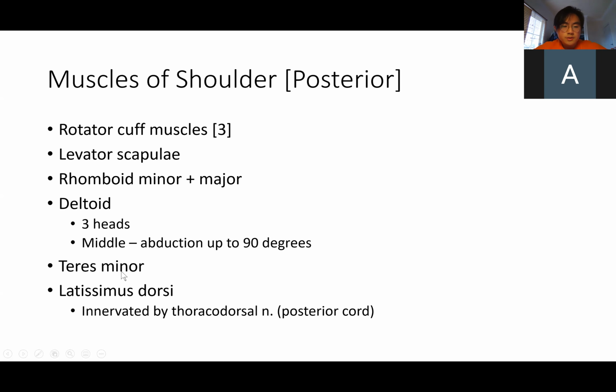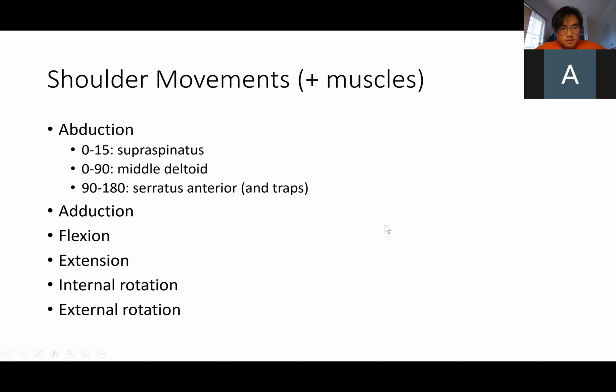And lats, so the 2 majors insert into your bicipital groove. So remember the lady between the 2 majors. And lats innervated by a branch of the brachial plexus. Okay, movements of the shoulder. So what muscles are responsible for what movements? Abduction is a summary. So supraspinatus does the first 15 degrees, assisted by the middle deltoid. Then the middle deltoid does the rest, up to 90 degrees. Then the serratus anterior does from 90 to 180, assisted by the traps.